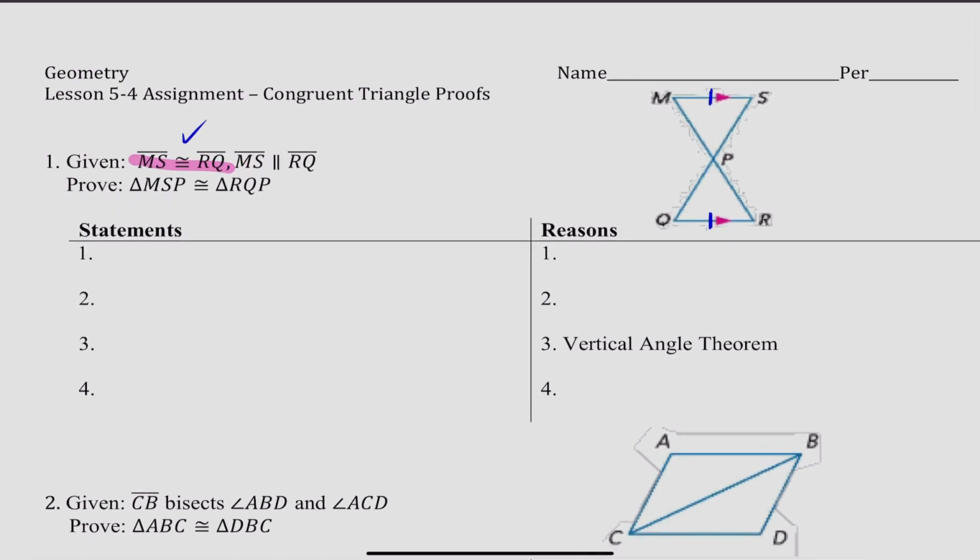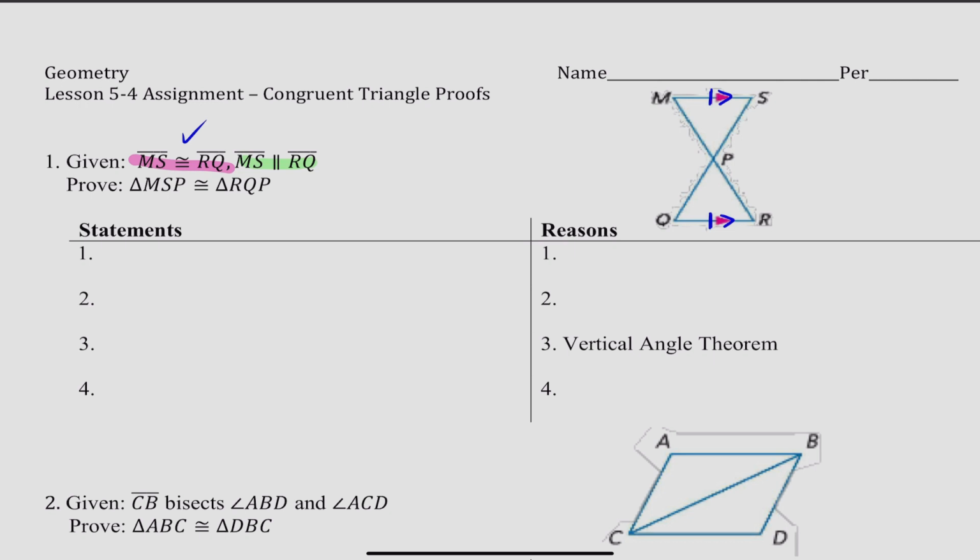And notice that it says that segment MS is parallel to segment RQ. So again, this is MS and this is RQ, and they're parallel to each other. It's already marked for us, but we're going to go ahead and mark those arrows again. So we're trying to prove that triangle MSP is congruent to triangle RQP, right?